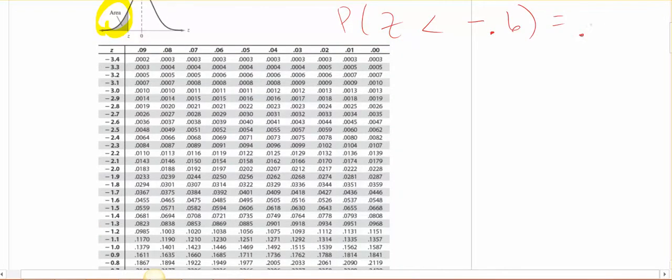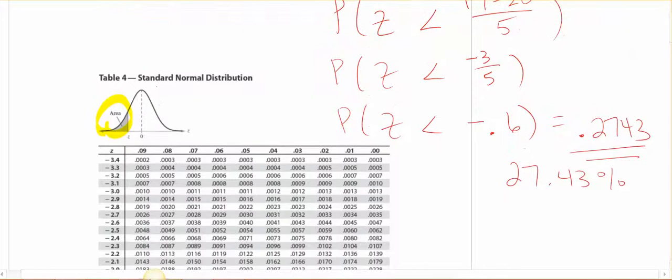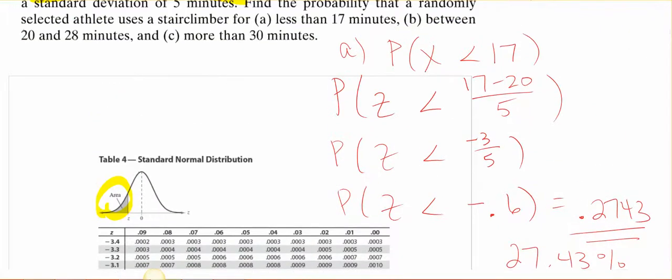0.2743. Most of our probabilities are left as decimals, but you can change that to a percent. That's 27.43%, yes. And we've answered our first question.